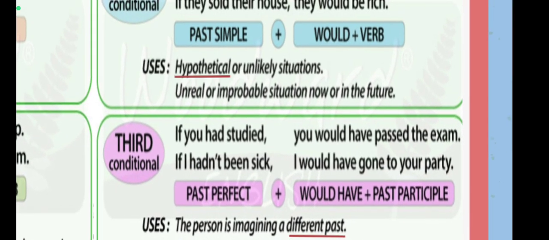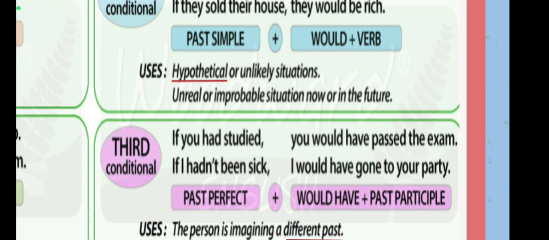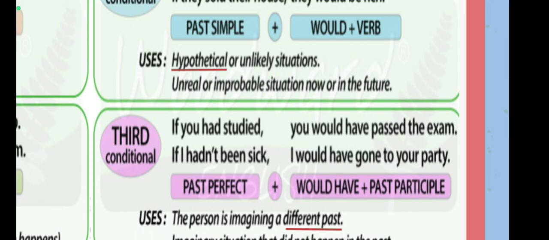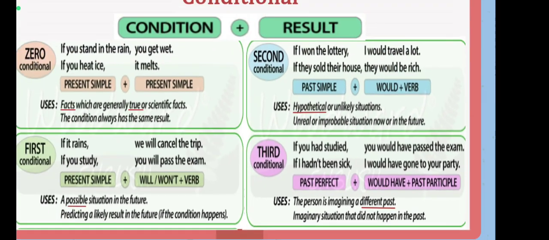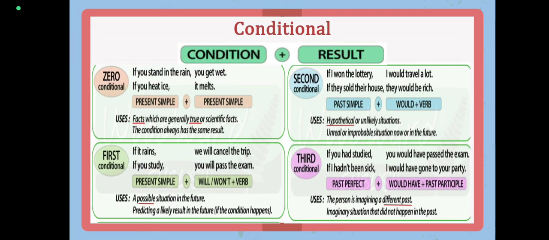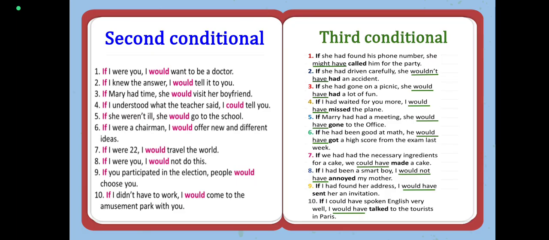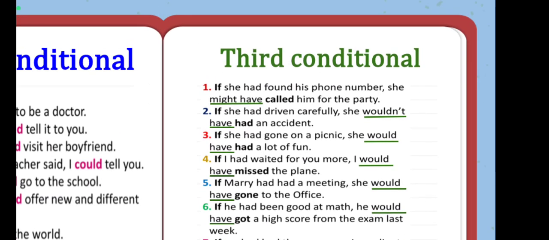So it is pretty easy, no worries. If you had studied, past perfect, I would have passed. This is would have passed, which is the past participle of pass. If I hadn't been sick, past perfect, I would have gone. Gone, which is the past participle of go. Is this clear? Yes. Okay, so let's read the examples quickly.